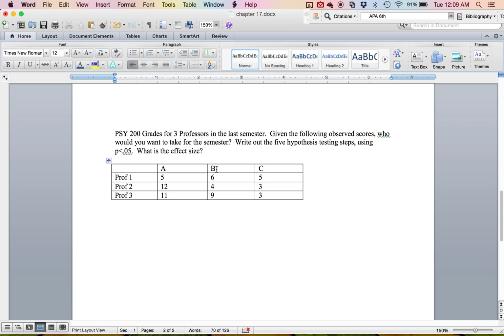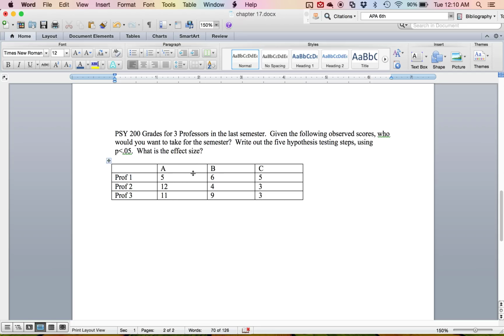So the point of this type of test is to look at if the patterns in the rows and columns are the same. So does Professor 1's ABC pattern match Professor 2's ABC pattern? Or do I have to know that this is Professor 1 to predict how many A's they're going to have?